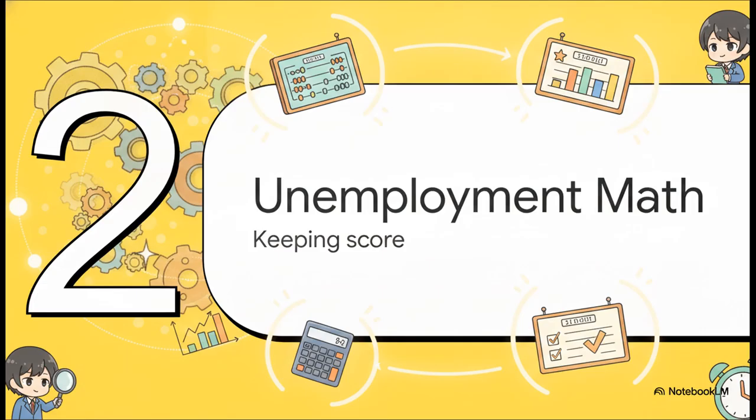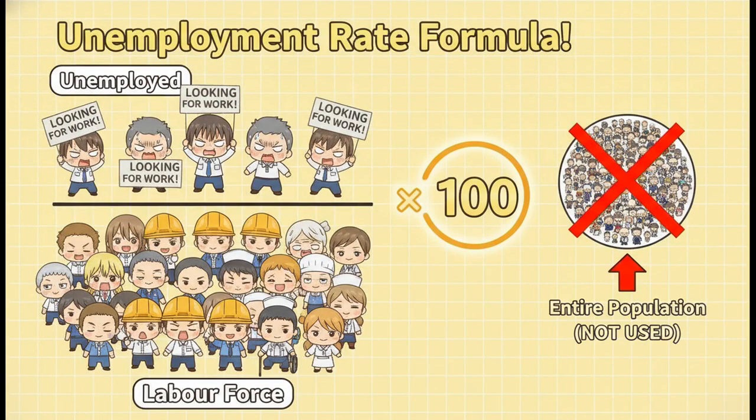Section 2. Doing the unemployment math. Now that we know who the active players are, how do we actually keep score? So let's look at the actual formula. The unemployment rate is simply the number of unemployed people divided by the total labor force, and then you multiply by 100 to get a percentage. But notice what is absolutely missing from the bottom of that fraction: the total population. The rate is only a percentage of the active labor force. So to put that into perspective, if you have a labor force of 50 million and 4.3 million are unemployed, your rate is 8.6%. It's a very precise ratio of the active players, definitely not the whole country.